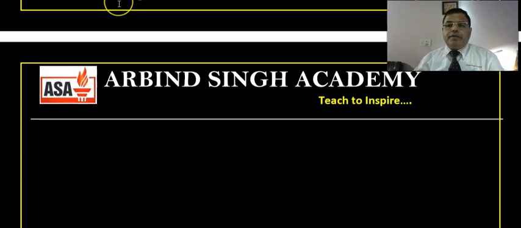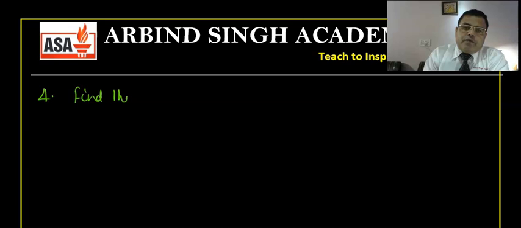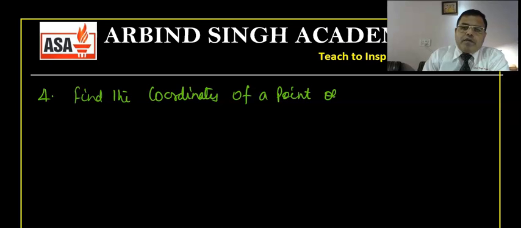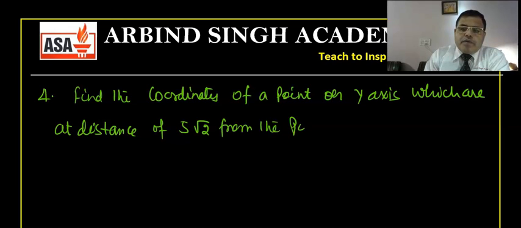Okay. Now the next question is question number 4, and question number 4 is: find the coordinates of a point on the y-axis which is at a distance of 5 root 2 from the point P (3, -2, 5).